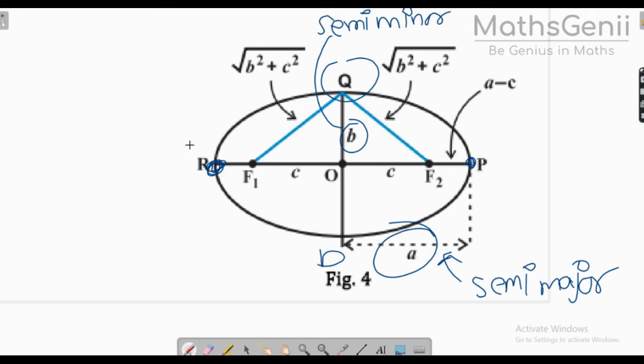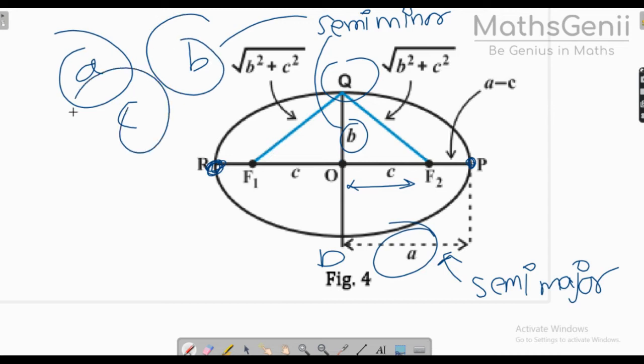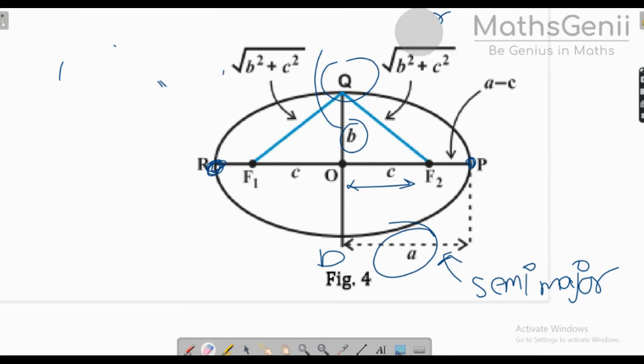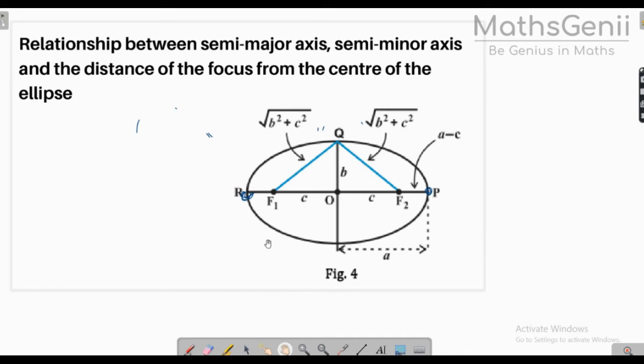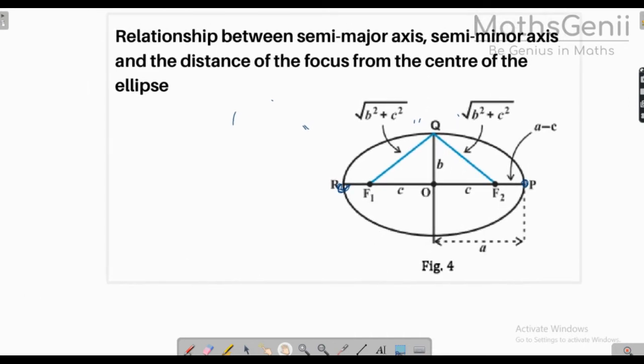So this derivation is nothing but the relationship between A, which is the semi-major axis, B, which is the semi-minor axis, and C, which is the distance from center to foci. So this theorem is going to tell us the relationship between A, B, C. And we use this in a lot of questions. So let me show you how you derive that. Okay, let's get to the theorem.